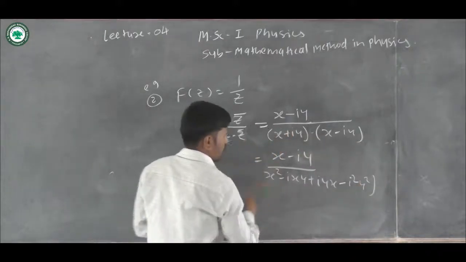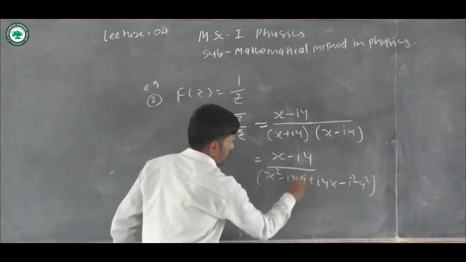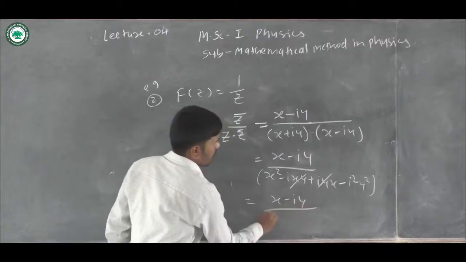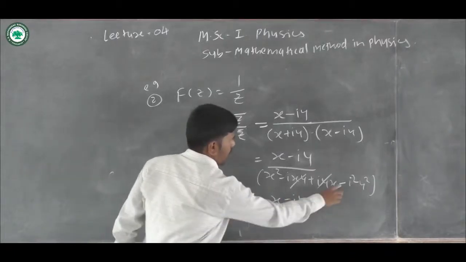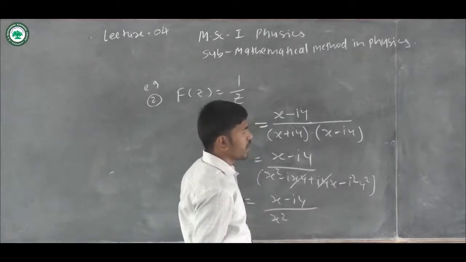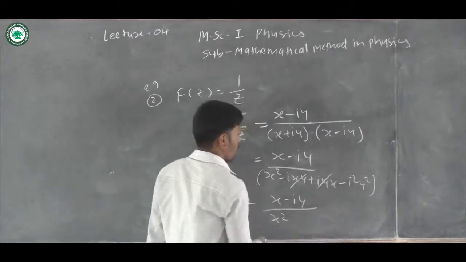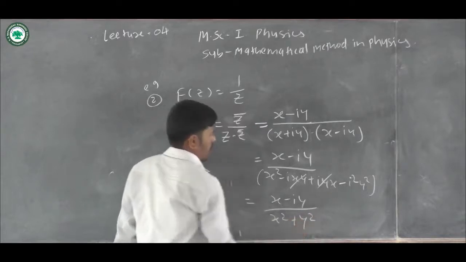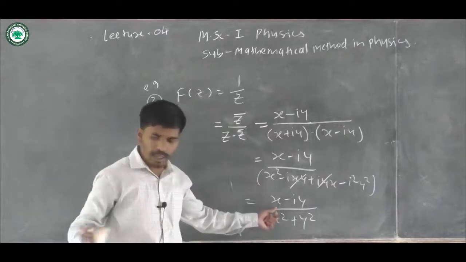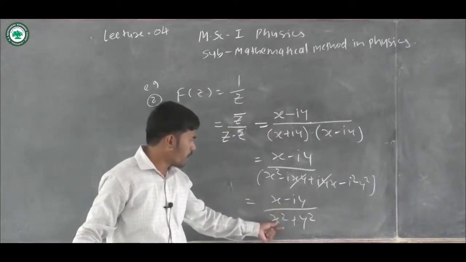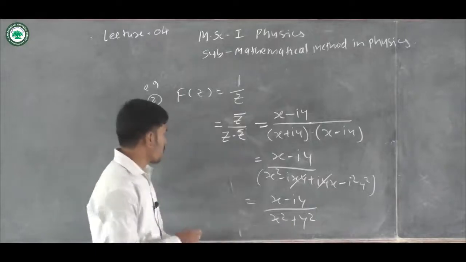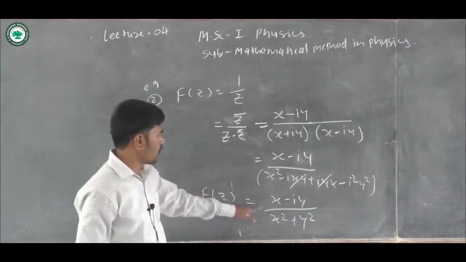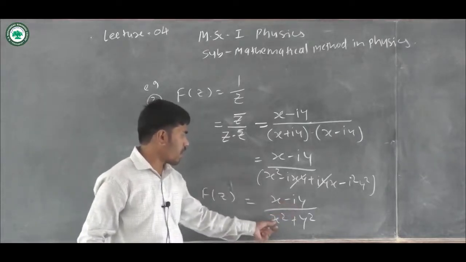Okay, so now these two terms cancel, and we have x minus iota y divided by x square, and here i square is minus 1, and with the minus sign it becomes plus. So x minus iy divided by x square plus y square. Okay, so now we have the function f of z is equal to x minus iota y divided by x square plus y square.